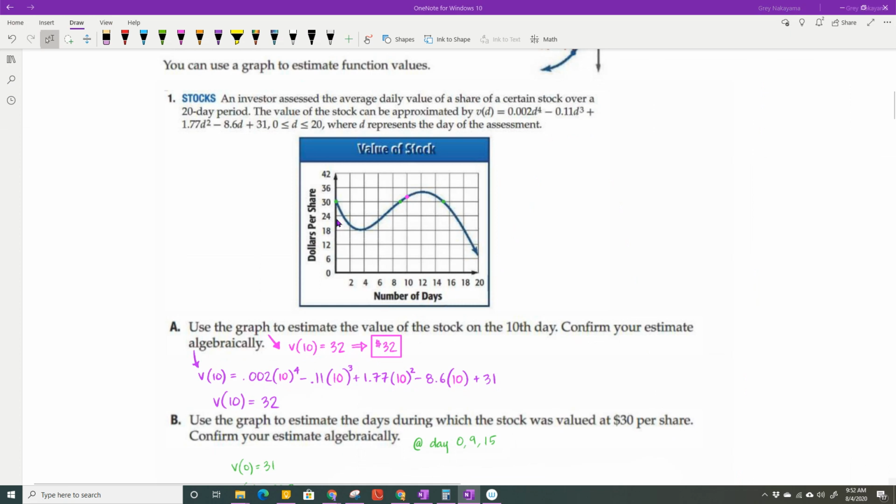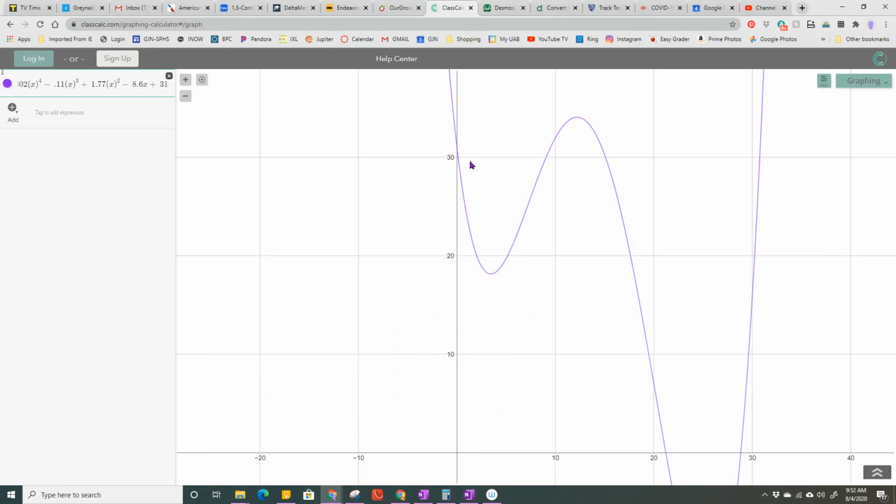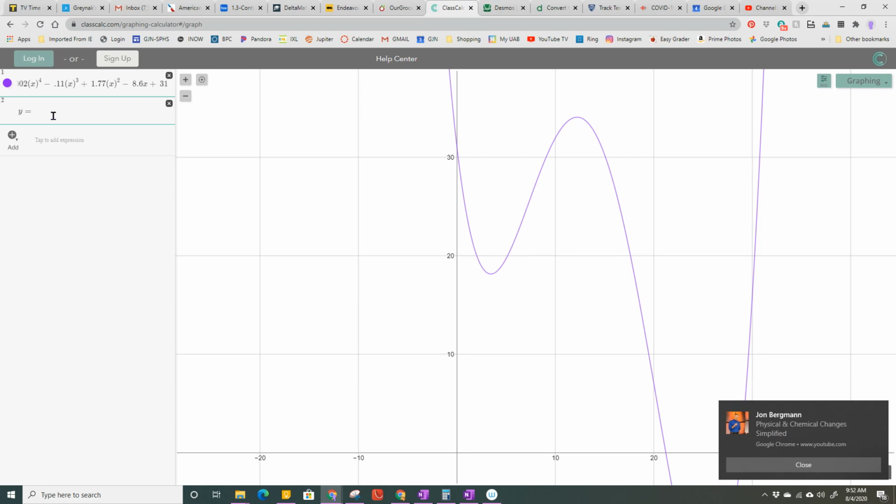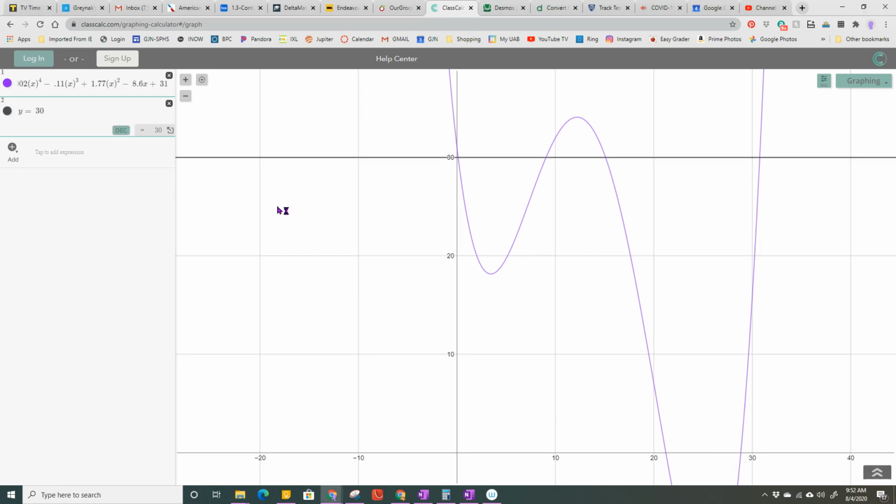One of the things that I wanted to point out with y'all is that when we were looking at these values right here to find out what they are exactly, yes, we could plug them in algebraically, but also on a graph, you can come here and type in y equals 30. Y equals 30, and when you do that, I'm going to change the color so it's a little bit easier to see.